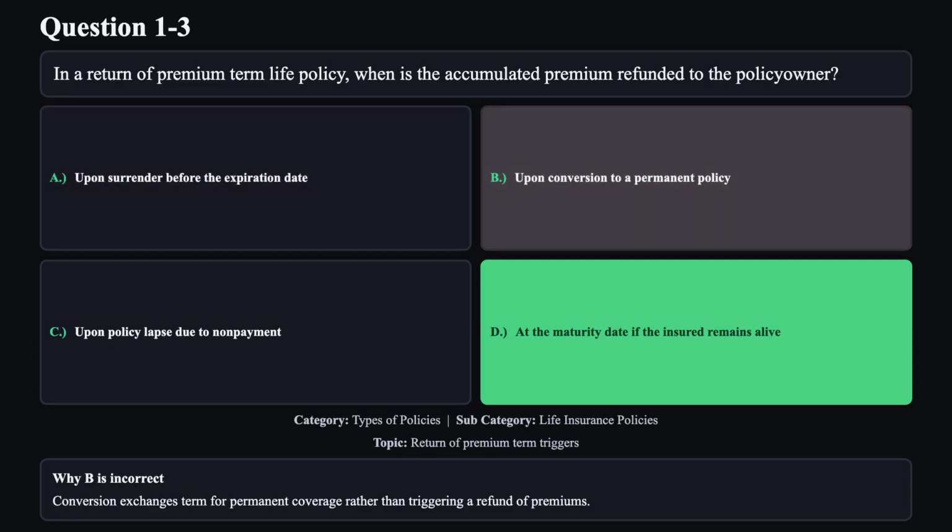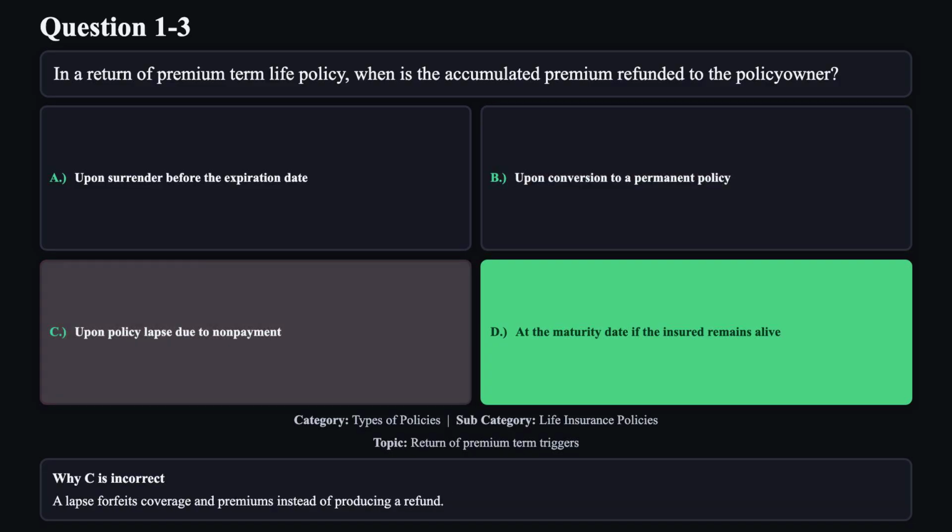Reason B is not correct. Conversion exchanges term for permanent coverage rather than triggering a refund of premiums. Reason C is not correct. A lapse forfeits coverage and premiums instead of producing a refund.